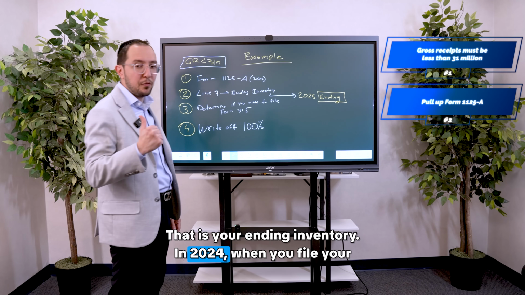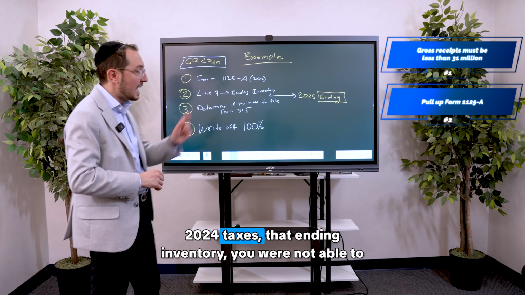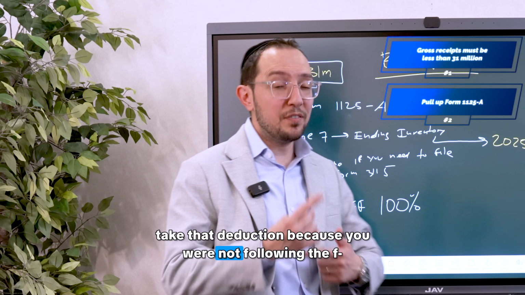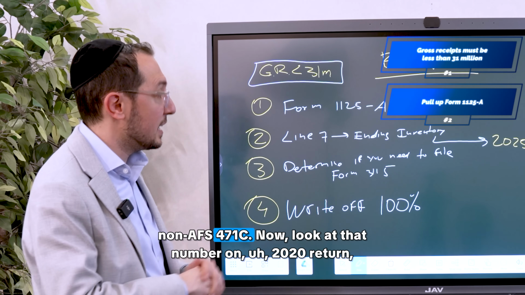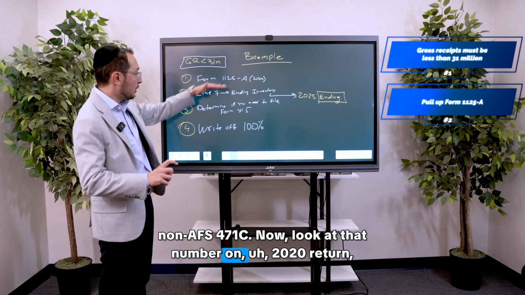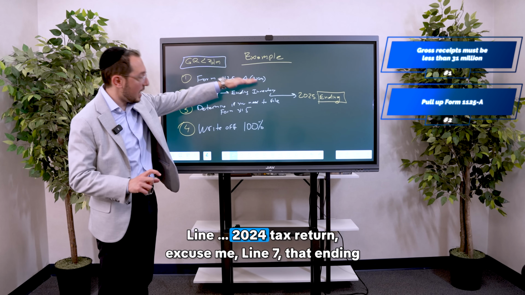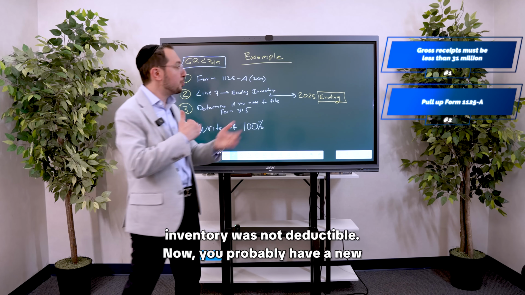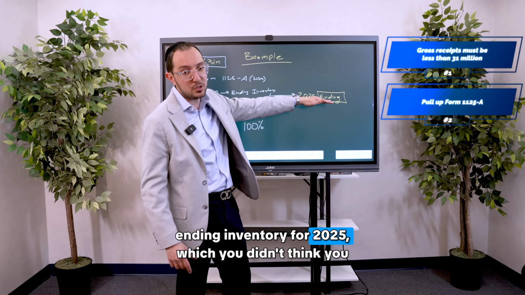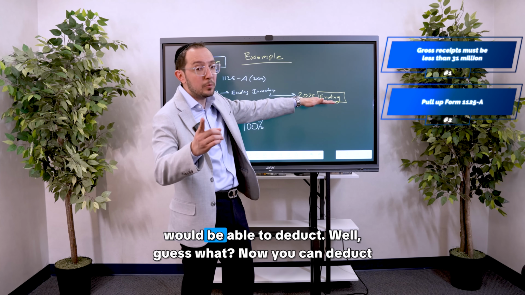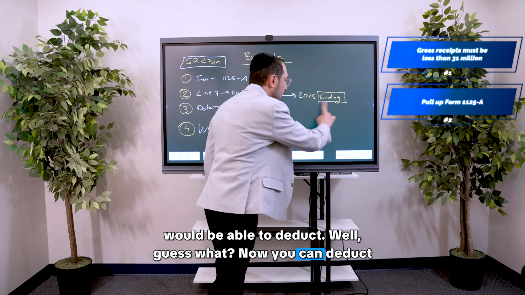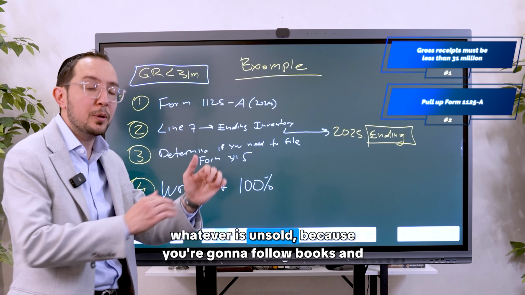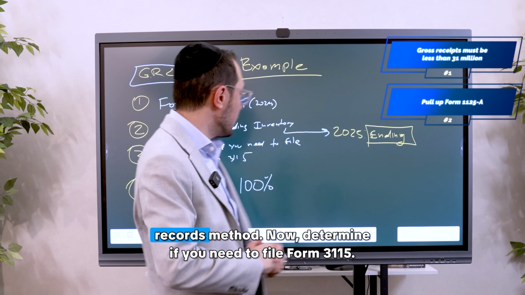In 2024, when you filed your 2024 taxes, that ending inventory, you were not able to take that deduction because you were not following the non-AFS 471C. Now, look at that number on your 2024 tax return, line 7. That ending inventory was not deductible. Now, you probably have a new ending inventory for 2025, which you didn't think you would be able to deduct. Well, guess what? Now you can deduct the entire thing in 2025, whatever your ending inventory, whatever is unsold, because you're going to follow books and records method.